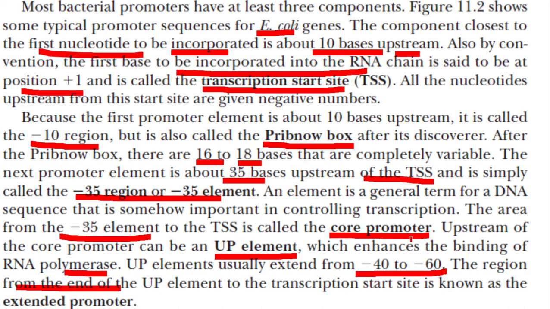Then there is an UP element, that also is a consensus sequence. We will see that again later. Okay. But if we move towards the right from the TSS, we give the symbol +1, +2, +3, like that. Those bases are said to be downstream. When we move towards the left, we call it upstream. When we move towards the right, we call it downstream. We will see it somewhere in the following slides.